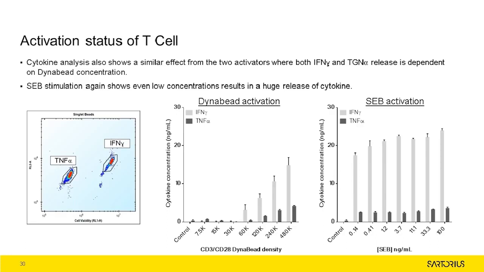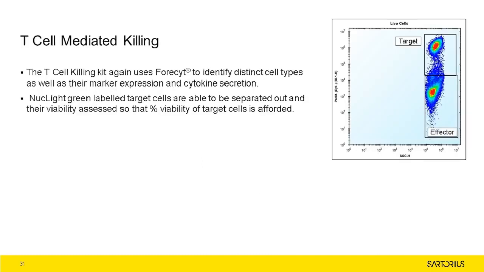However, being able to predict these kinds of responses to immuno-oncology drugs is very important in order to reduce adverse side effects such as cytokine storms, which can be fatal. As mentioned earlier, the killing kit gating strategy allows for the separation of green labeled target cells from the immune population and calculation of target cell viability, which has been plotted up here.